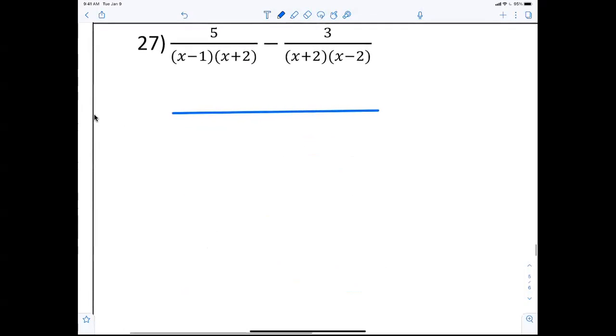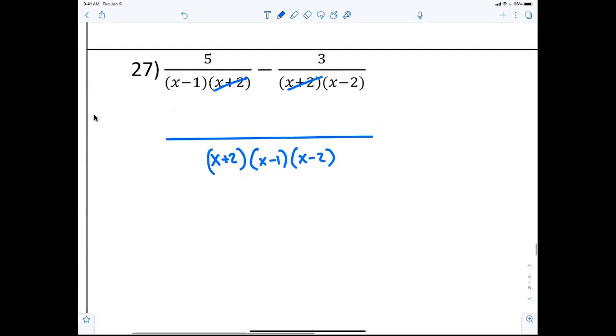I need help. Common denominator. x minus 1, x plus 2, x minus 2. So let's do this. What's common first? x plus 2. So now to solve this problem, you cross out what's common, and then everything else is added. Is everybody okay with that?